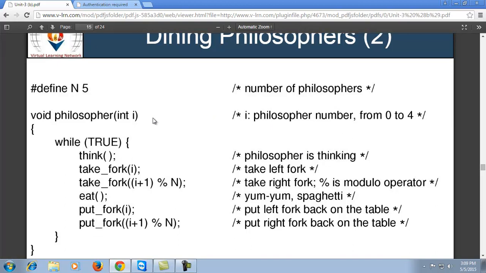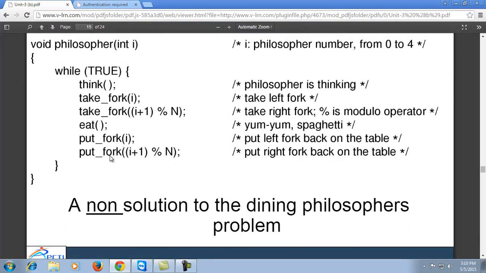The number of philosophers is 5, and philosopher number i from 0 to 4 is initialized. Now the number of thinking philosophers calls the thinking function, and fork i accesses the number of forks, and allows only 2 persons to access the forks. They are allowed to eat, and then after releasing, they put the right fork back on the table and the left fork back on the table. This sequence is followed. A known solution to the dining philosopher problem.